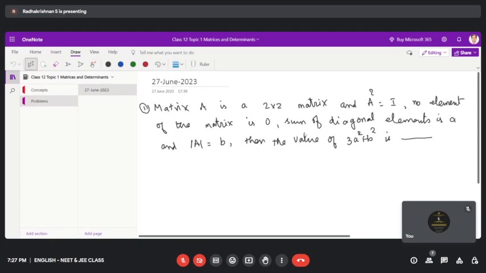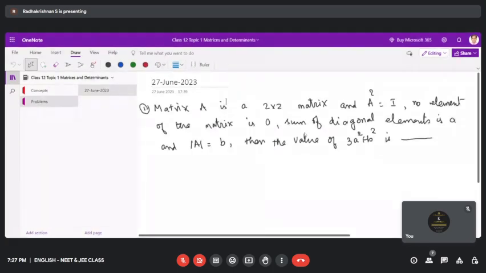No element of the matrix is 0, the sum of the diagonal elements is A and the determinant of A is equal to B. Then find the value of 3A square plus B square. Basically find the value of A and B, then you can find the value of 3A square plus B square. I will tell the initial step, and then you try to solve it.